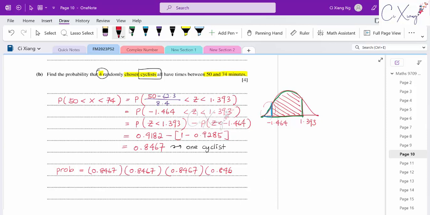So when you're having 4 cyclists, to calculate the probability, you have to multiply them so that it is a complete case for 4 cyclists, right? So if you multiply them, or you can take 0.8467 to the power 4, then you'll get a long value here. And of course, you can simplify it to 3 significant figures for the final answer. So our final answer should be 0.514. Okay, so this is how we answer part B. And now let us proceed to part C.